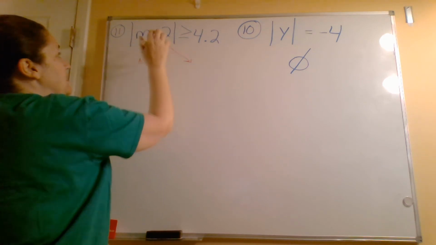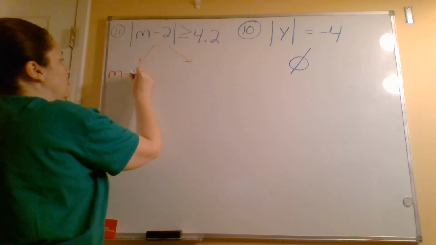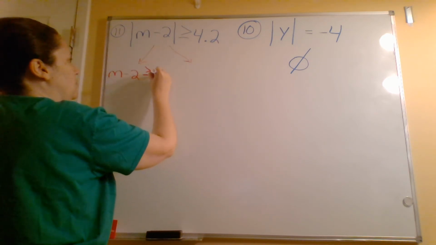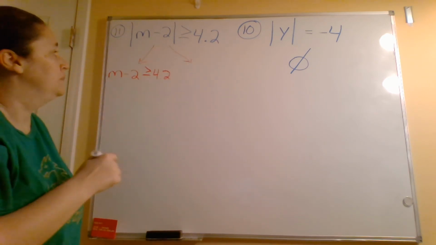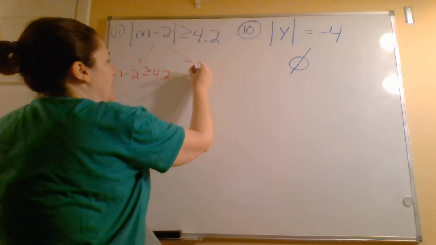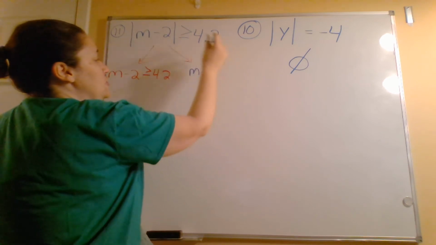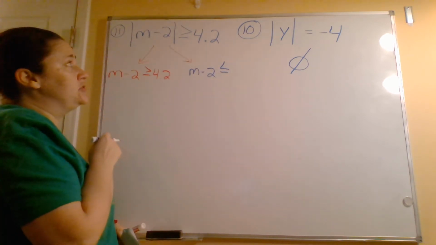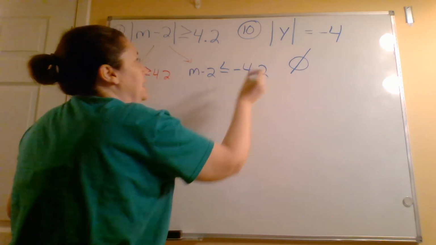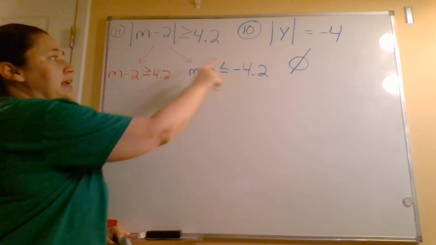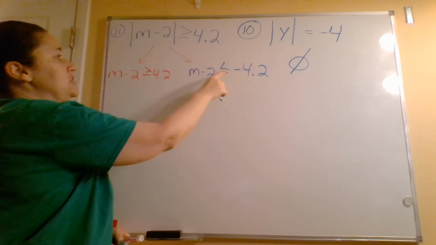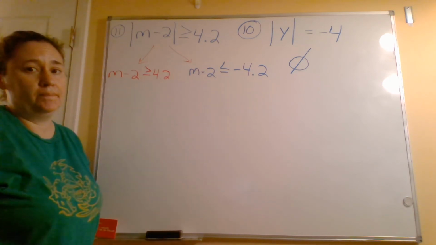But we're going to take what's inside, m minus 2, and we're going to write down exactly what we see over here. It's greater than or equal to 4.2. Then we're also going to write down what's inside the absolute value, m minus 2, switch the sign, make it less than or equal to, and make this number negative. Just like in number 9 where we had 8 and negative 8. We do the same thing with the absolute value, but we switch the sign for the negative number.